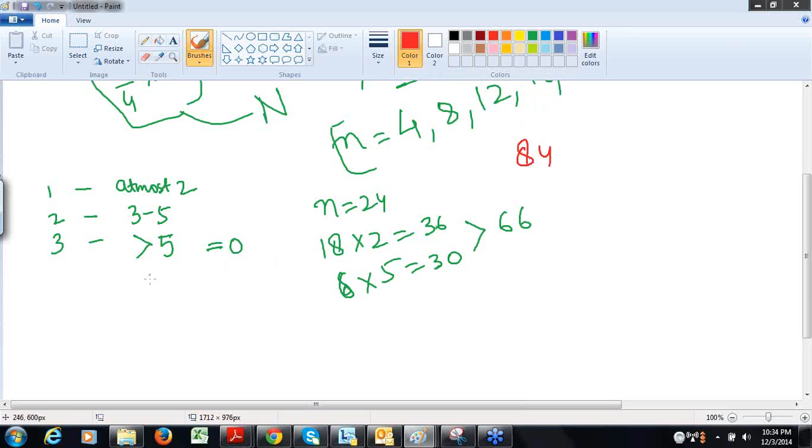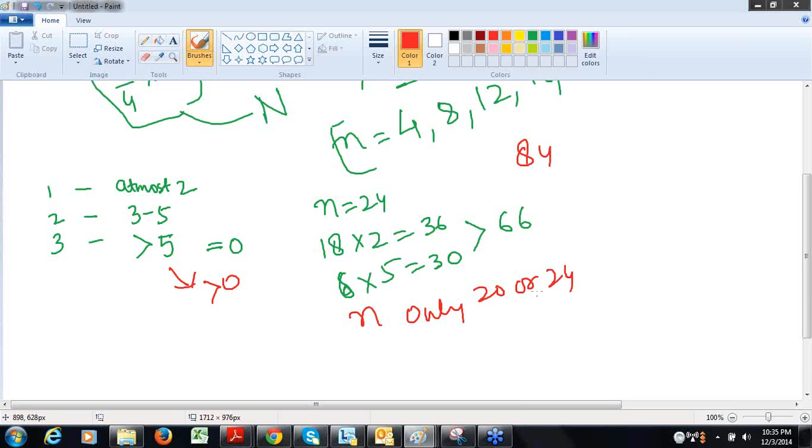That means what? The people with greater than 5 candies cannot be 0. It has to be greater than 0. It should be at least 1. Now, if you put this condition into picture, then n can be only what? n can be only 20 or 24. Rest of all cannot satisfy this equation.